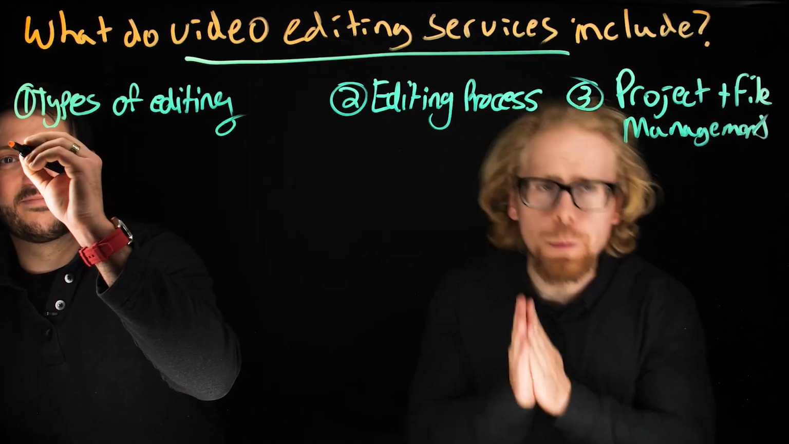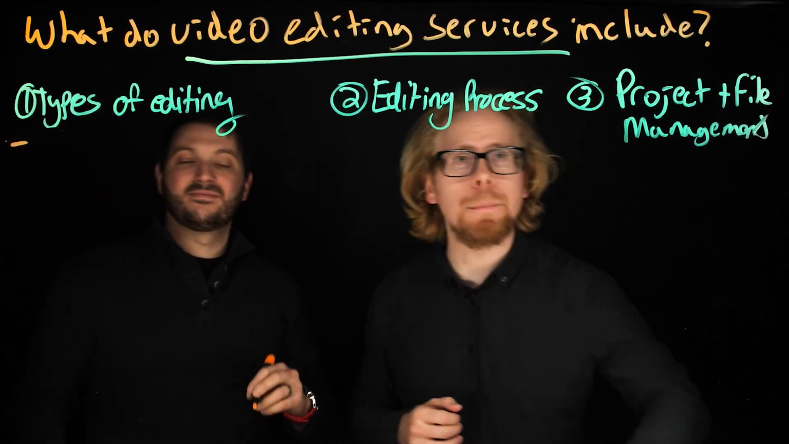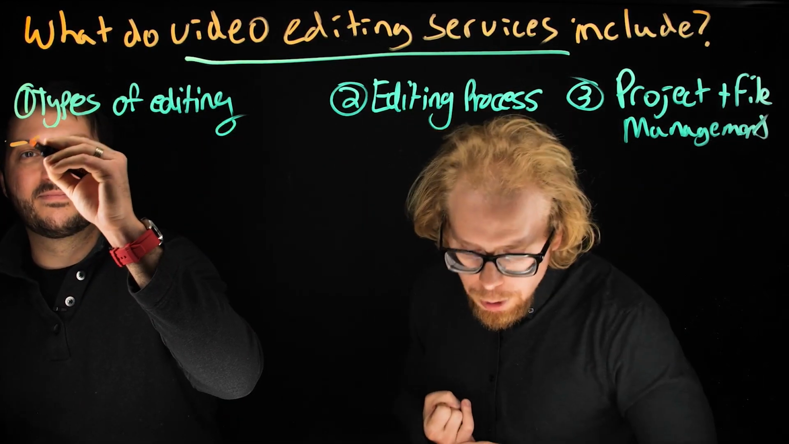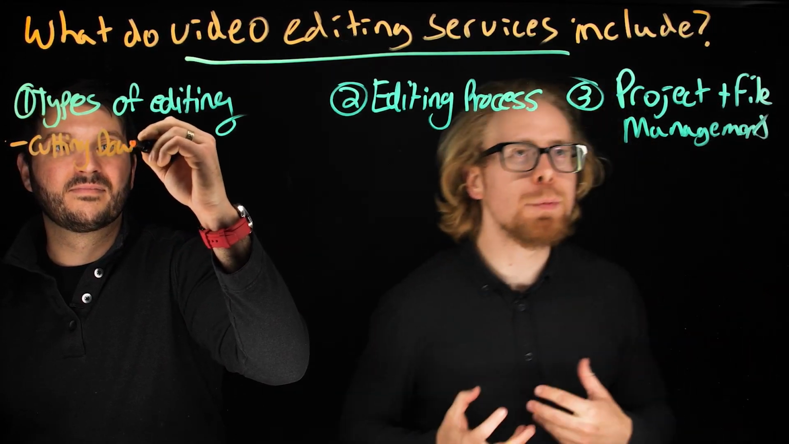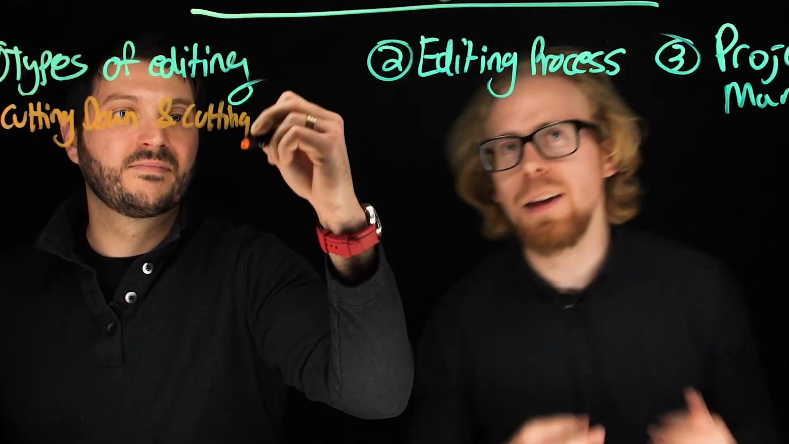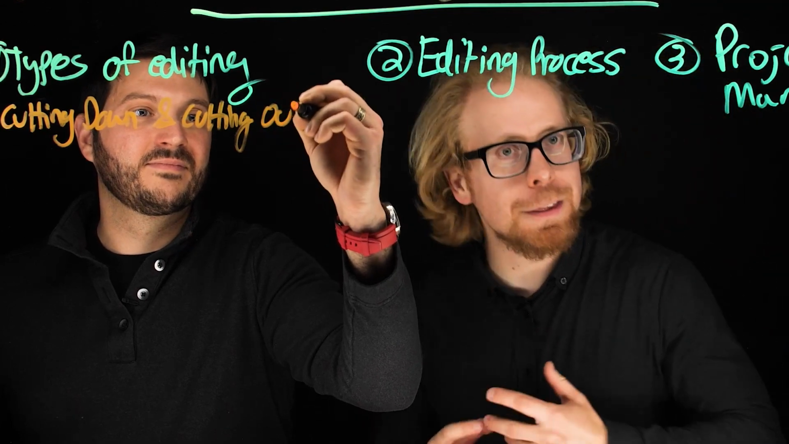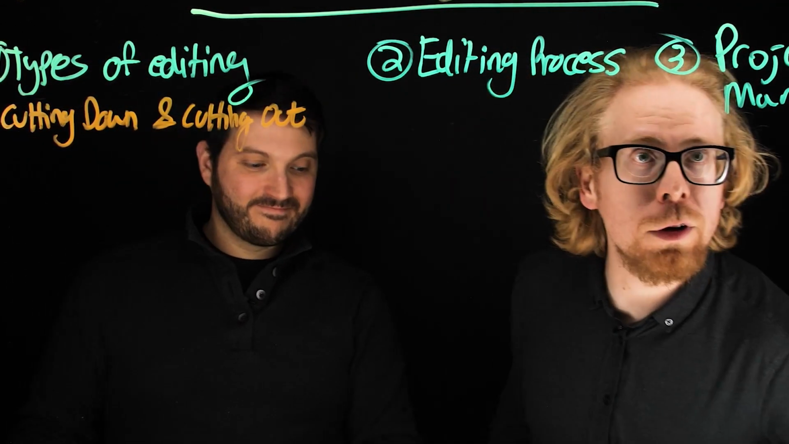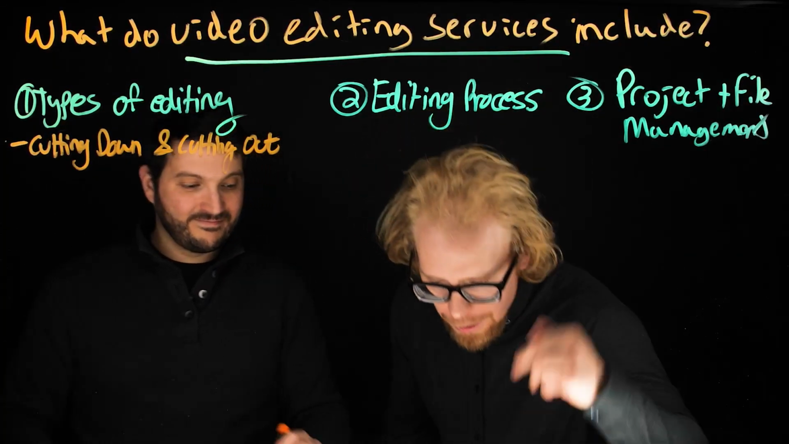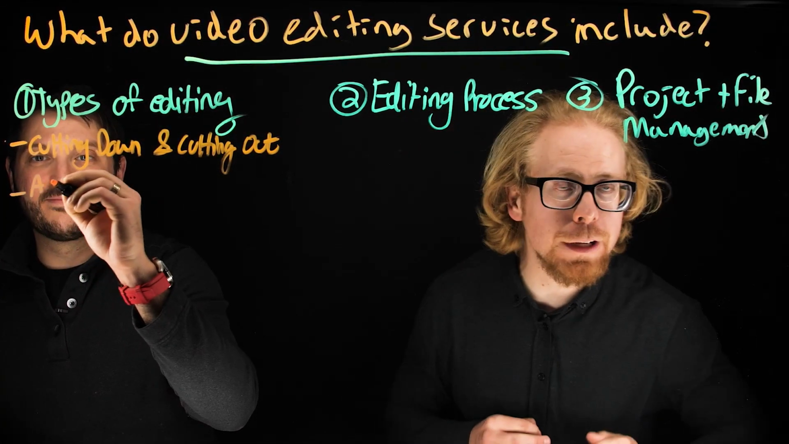There are so many different types of editing. First type, cutting down and cutting out content. This is as simple as you got a Zoom recording, you send it to your video editor, they take that Zoom recording, they cut out the stuff that you don't want people to see.